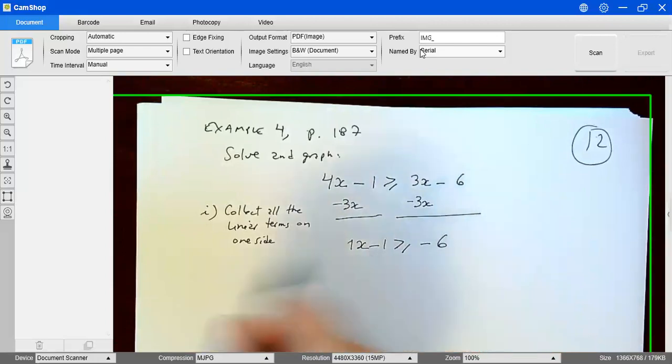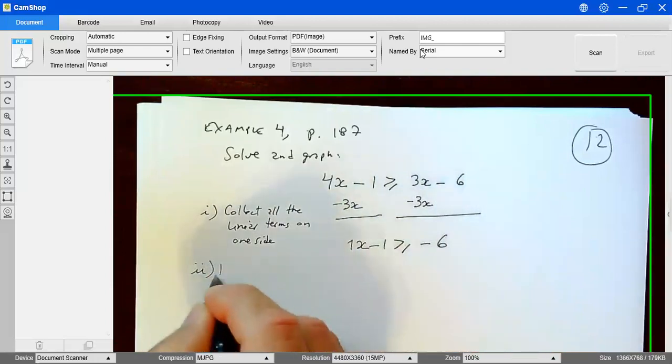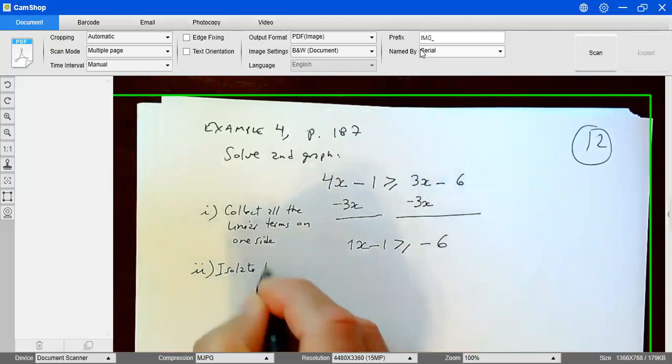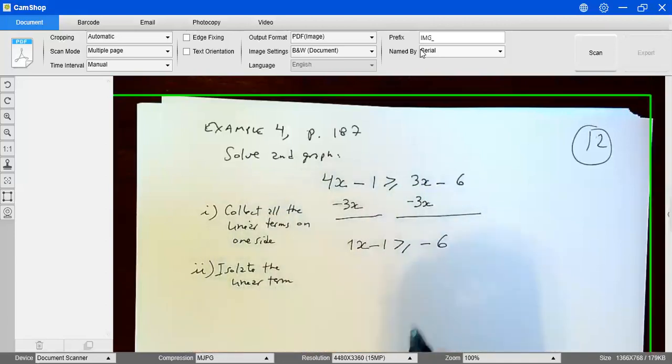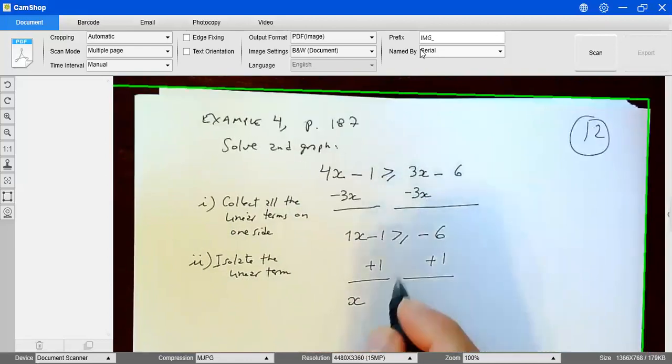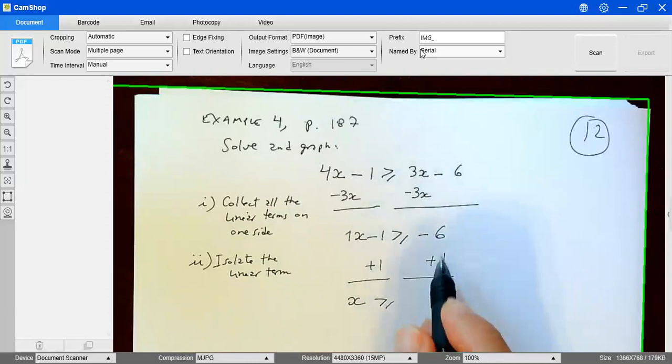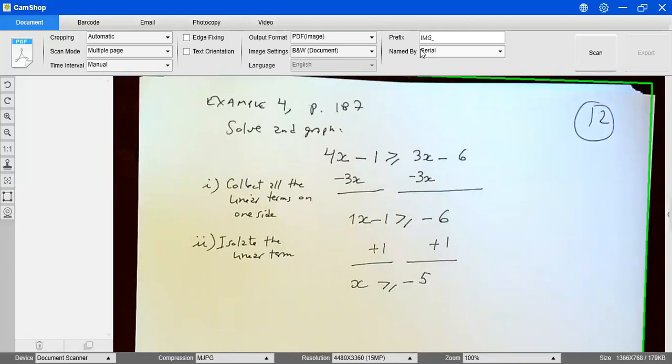Now, we're going to isolate the linear term. How do you do that? You just need to remove this negative 1 with that positive 1. So you're going to get 1x, which is just x, greater than or equal, and negative 6 plus 1 is going to be negative 5. So that's the analytical solution.